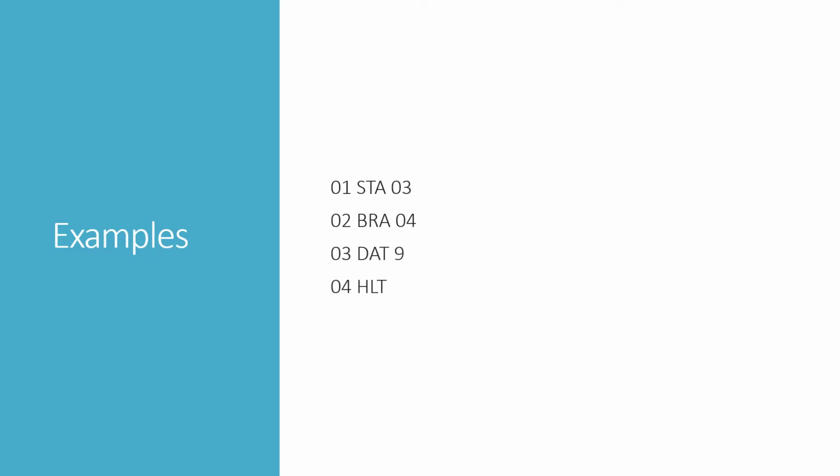Here is an example of a short LMC program. Have a look at it and see if you can work out what's going on here. Each of the lines includes an operator and, in some cases, an operand. Line 1 says store the value in the accumulator to location 3. That means location 3 is the operand. Here's location 3. That's what the 03 in line 1 refers to.